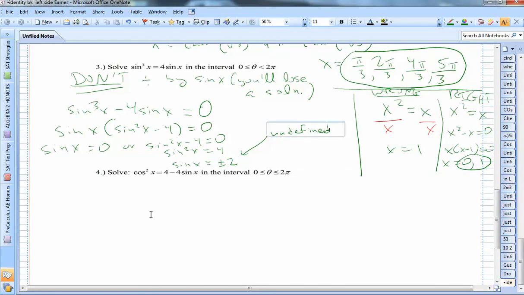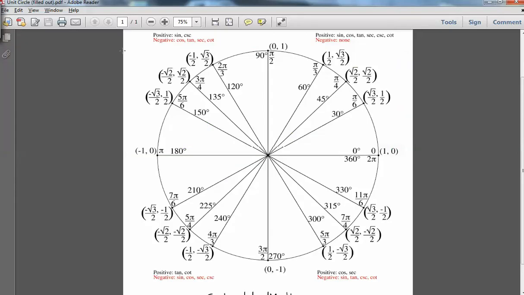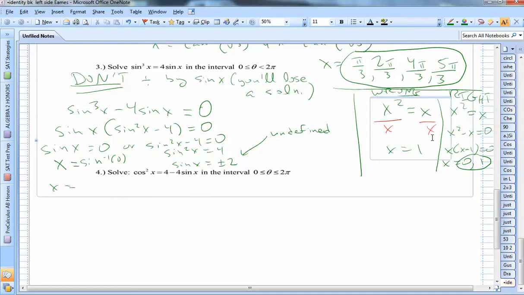Over here, x will equal inverse sine of 0. And where would sine be 0, or the y-coordinate be 0? At this location, and this location, which is 0 radians and pi over 2 radians. Sorry, 0 radians and pi radians. So 0 and pi.